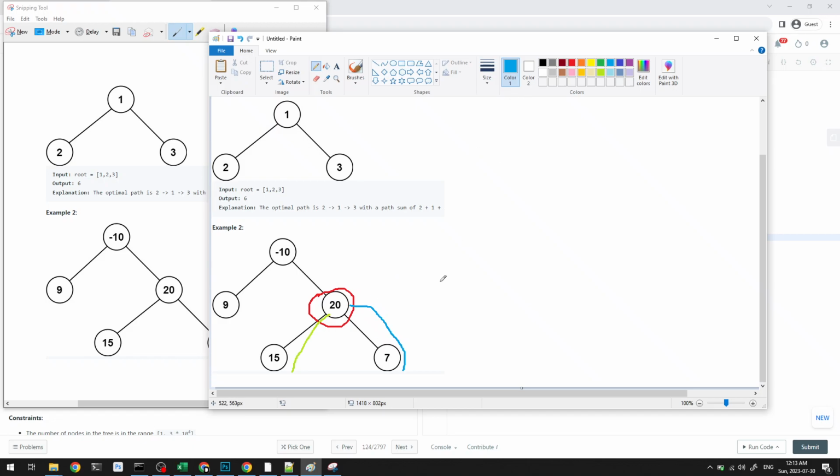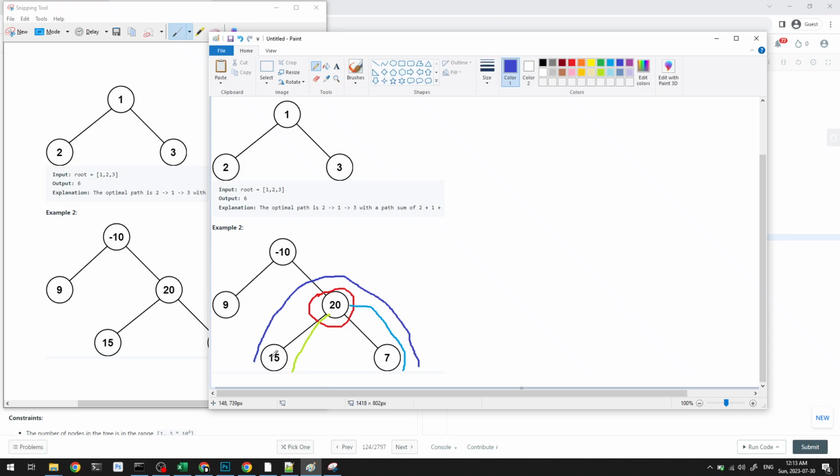What's another maximum path? Well, what if I want to consider 20, right? What if I want to consider something like this? Would this be a maximum path? Sure, this can also be a maximum path, right?